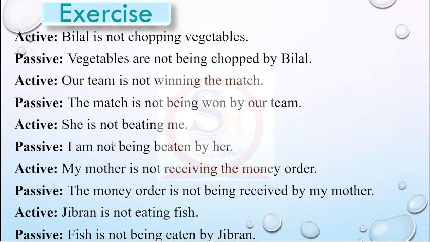I told you about the change of pronoun. Look at this. She will become her because we are making it the object, right? Me will become I because we are converting this object into a subject pronoun. Active is, my mother is not receiving the money order. Passive is, the money order is not being received by my mother. Last one is, Gibran is not eating fish. Passive is, fish is not being eaten by Gibran. So this is the exercise of negative sentences.